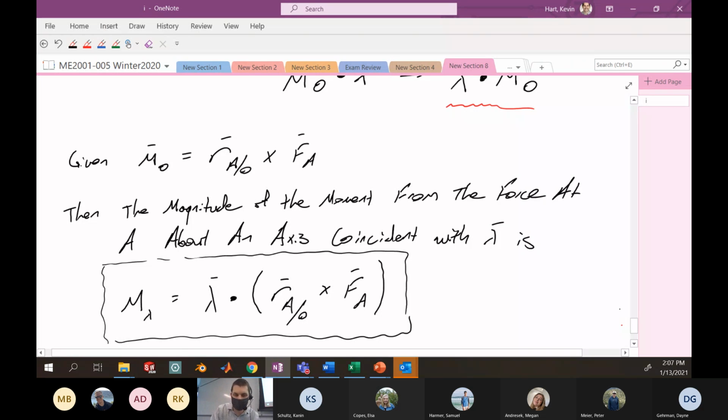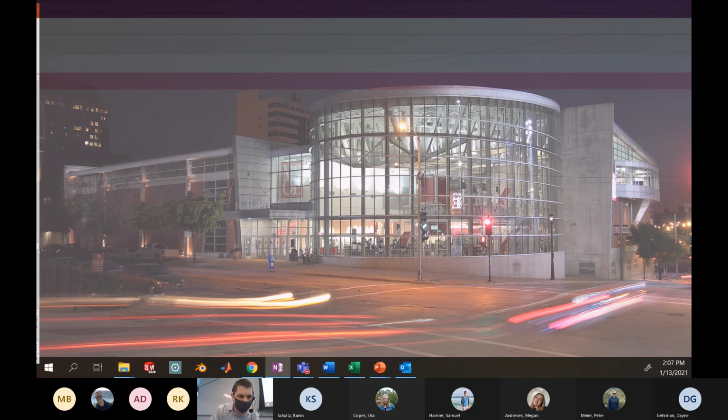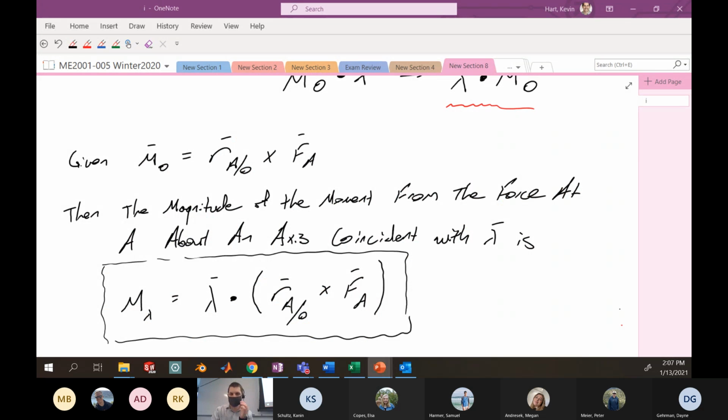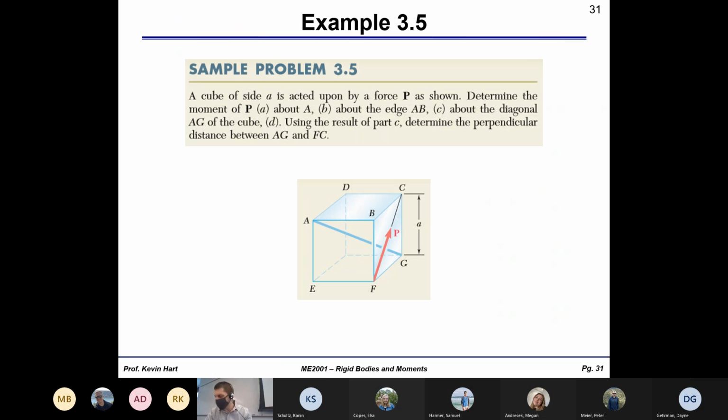So that's about where we were yesterday. And so that's the general idea. So let's now look at an example problem where we're actually working to calculate some of this information with some practicality. So let's look at this particular example problem here.